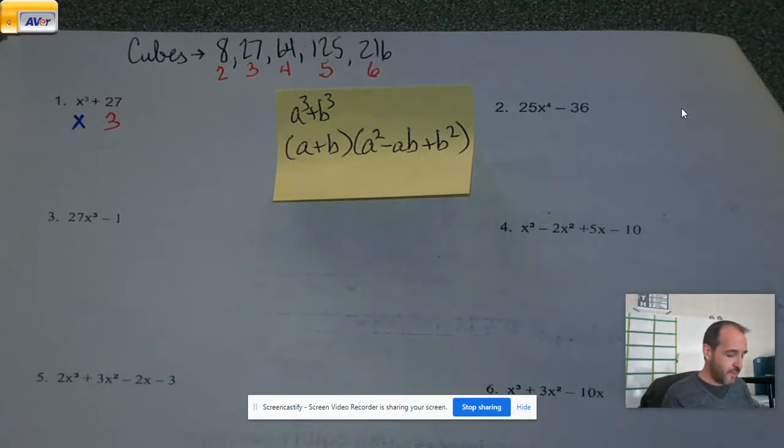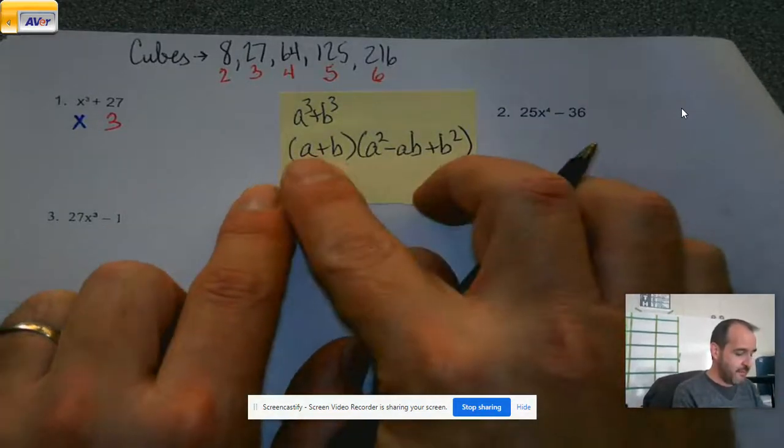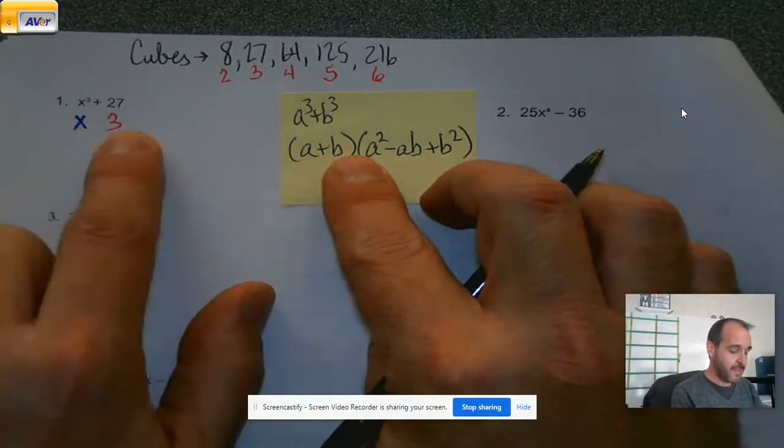So I'm going to look at this and I'm going to go, okay, so what's this say? It says first plus second, because that's my A, that's my B.